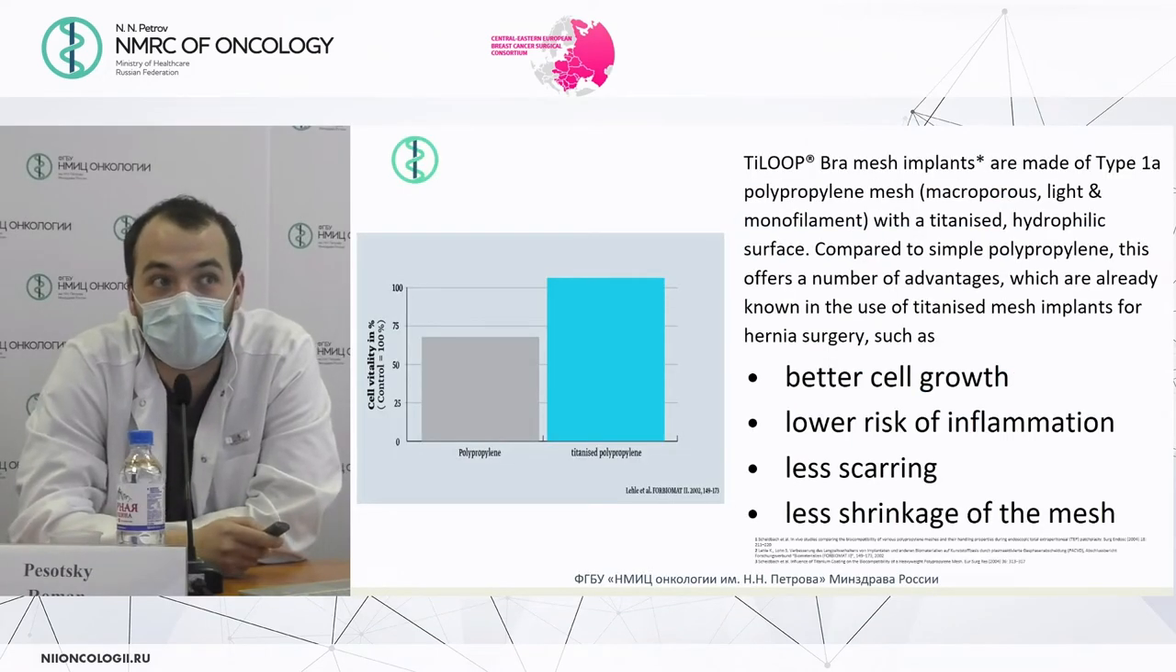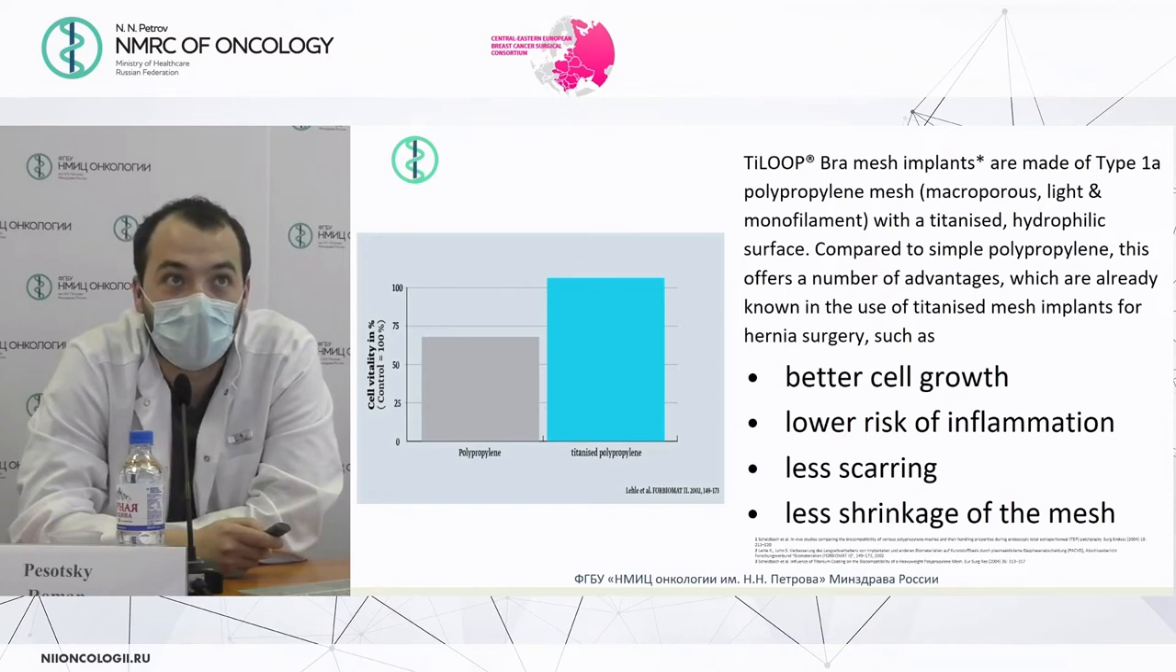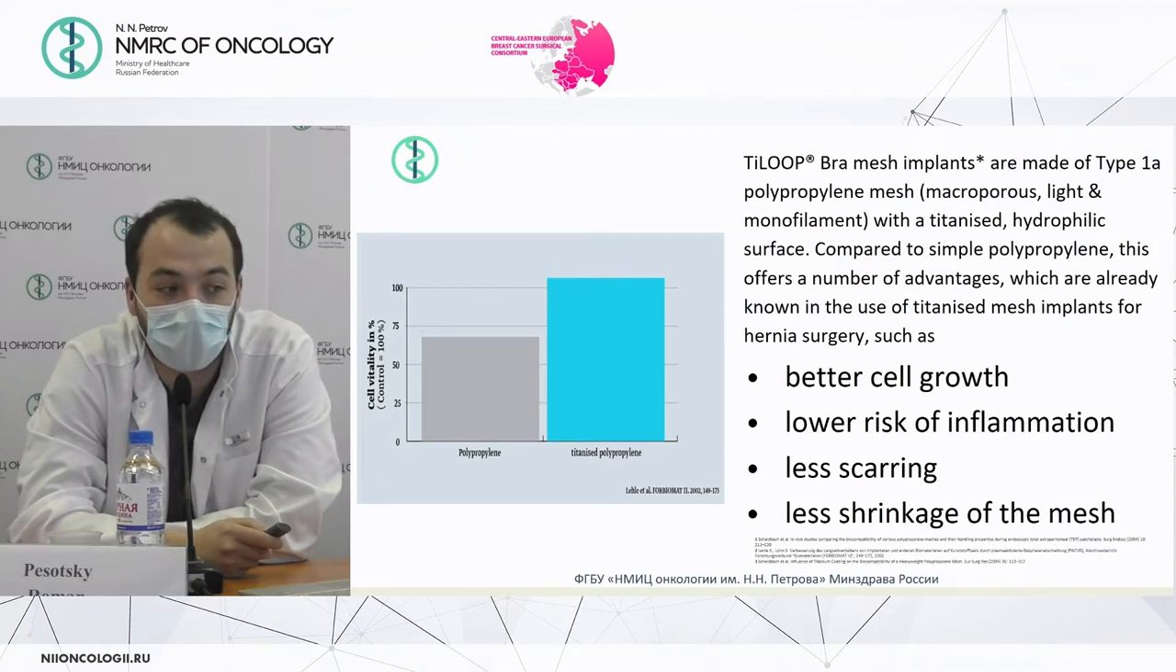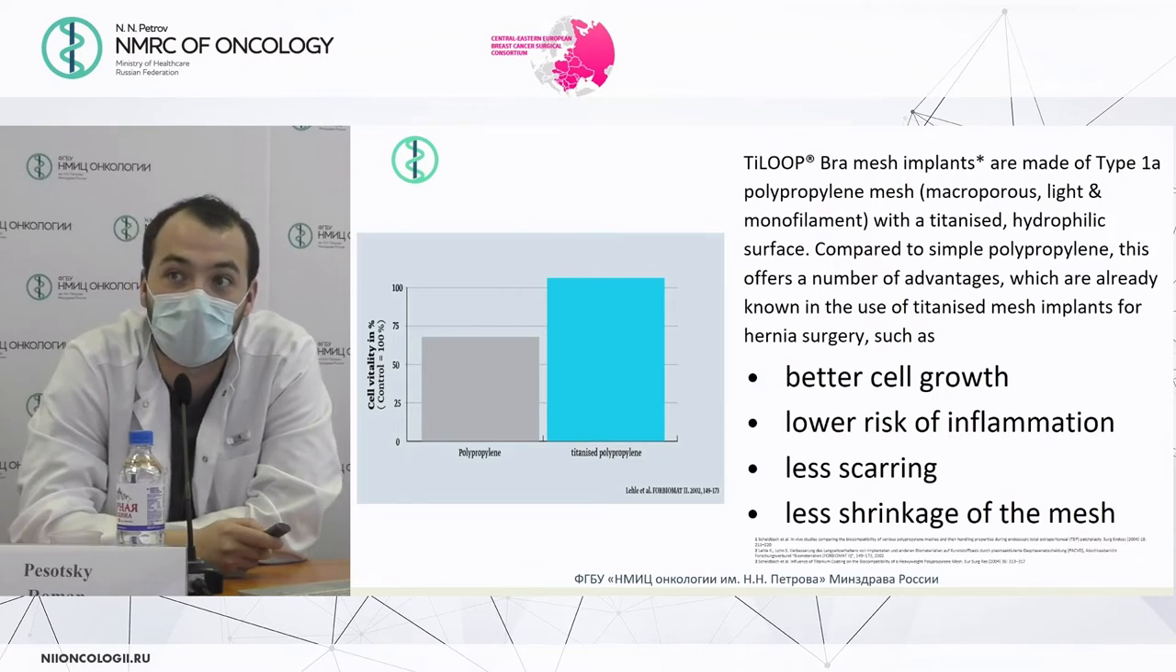This is the only mesh available nowadays in the Russian Federation, and compared to similar polypropylene mesh, the TiLoop RAB has better cell growth, lower risk of inflammation, less scarring and less shrinkage of the mesh due to its hydrophilic surface.